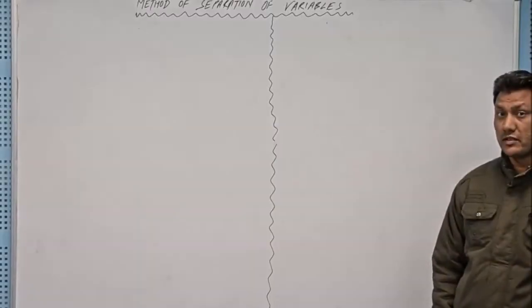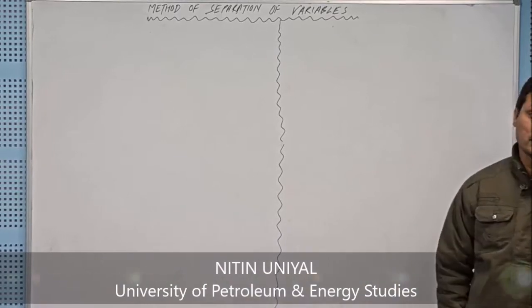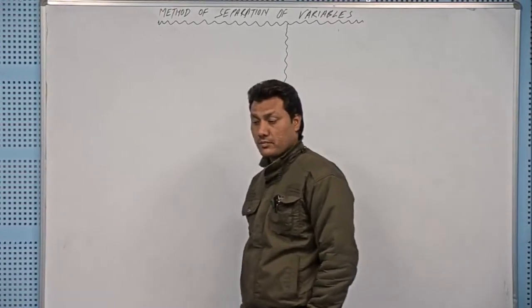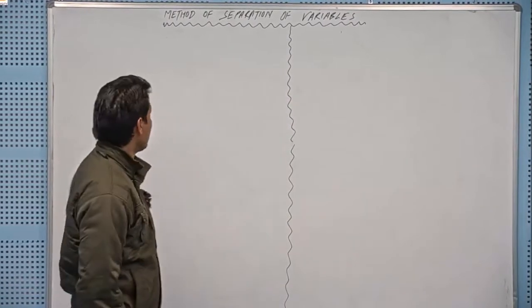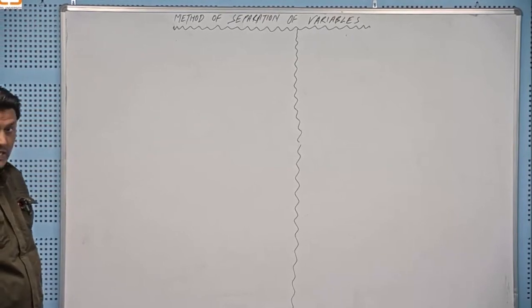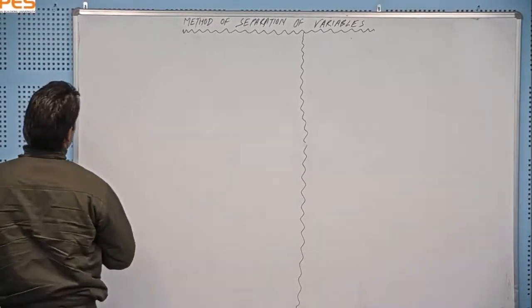The topic of this video will be the method of separation of variables that can be used to solve the heat equation and wave equation. That will be part of our next videos. So what is this method? The method of separation of variables. How it works? Let me give a small brief for it.